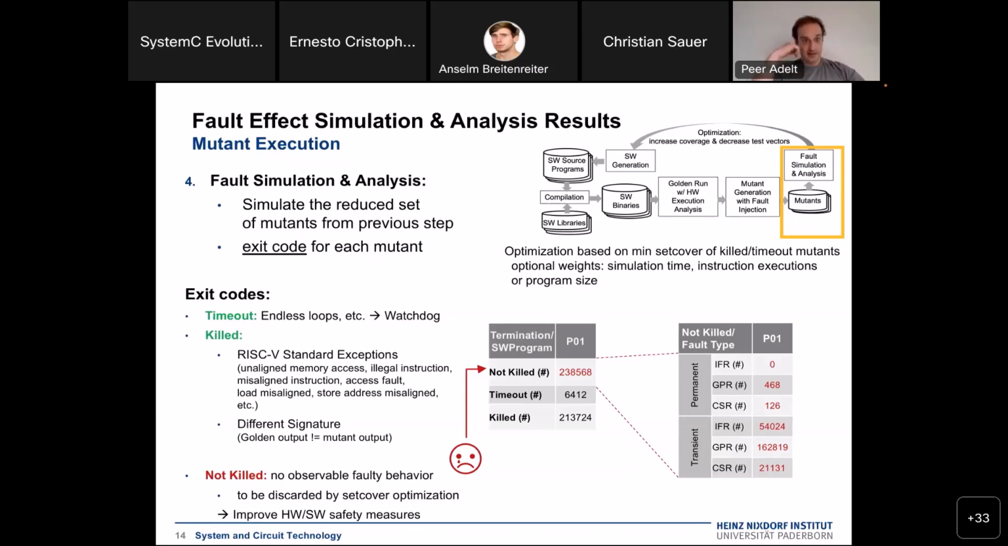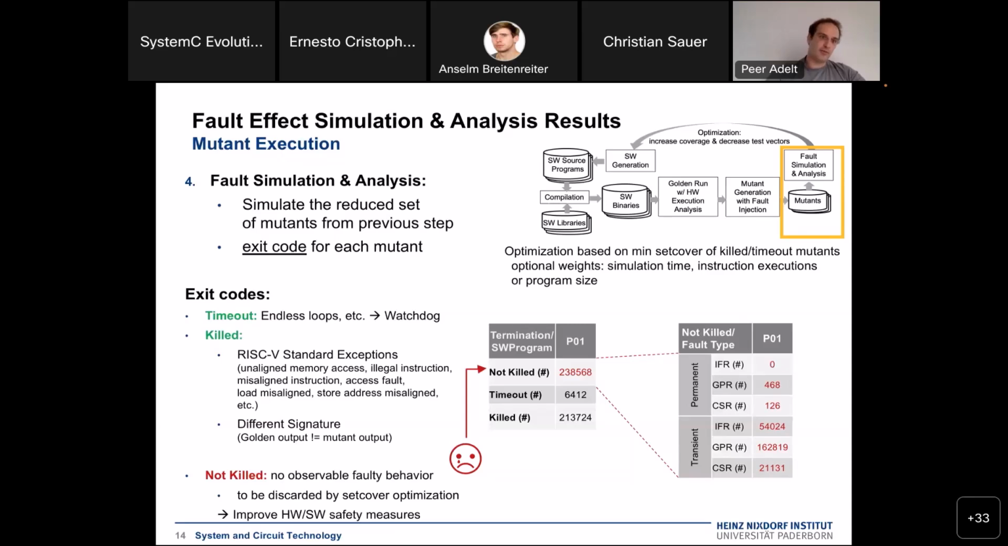So coming to the exit codes, there are basically three groups of exit codes. One would be that we introduce endless loops with the injected fault. So for example, we might alter a branch in such a way that a loop is never being exited. This could be detected by a watchdog, so we consider this to be, let's say, a good mutation to detect this specific fault.